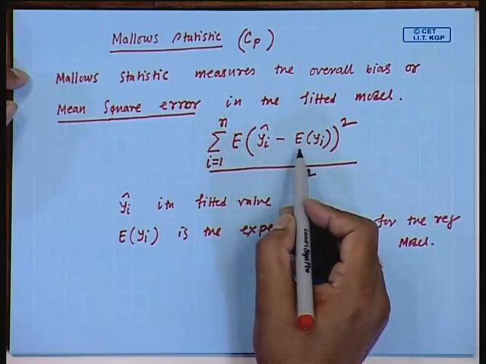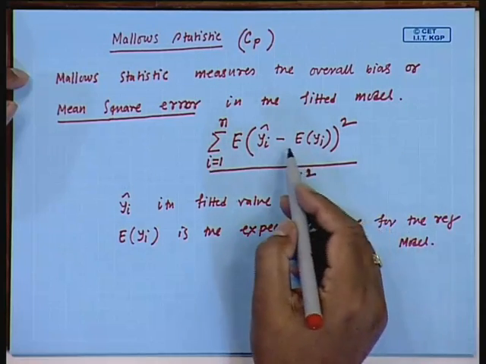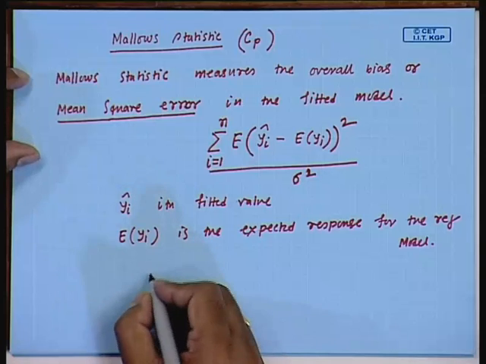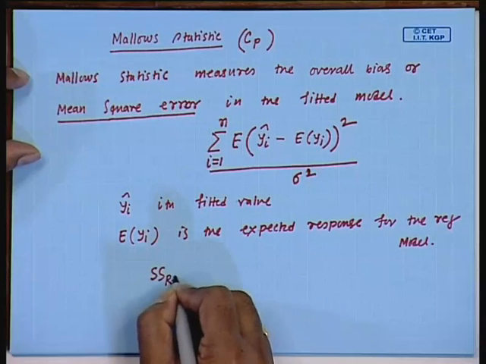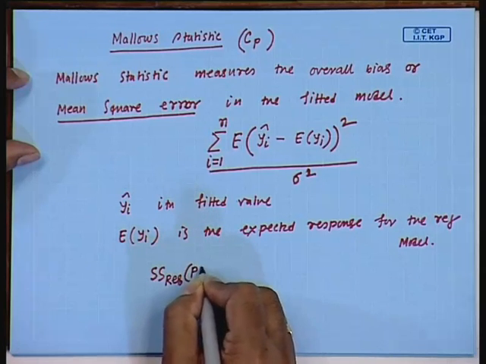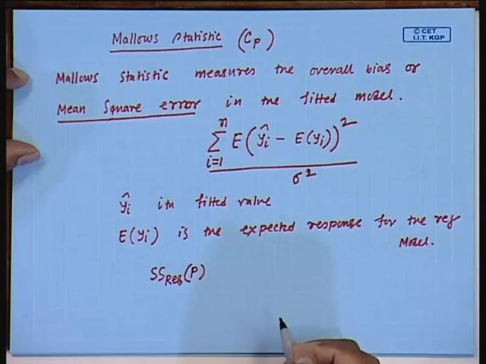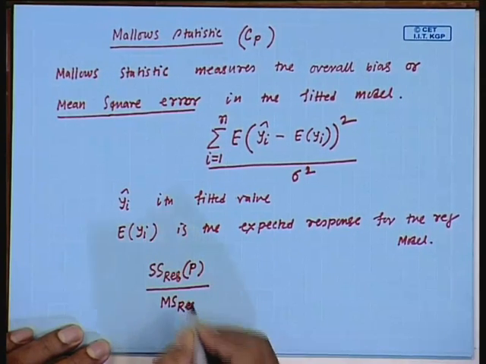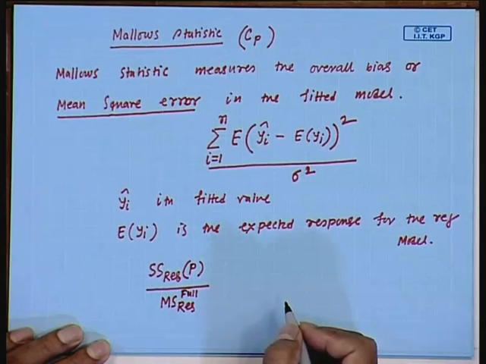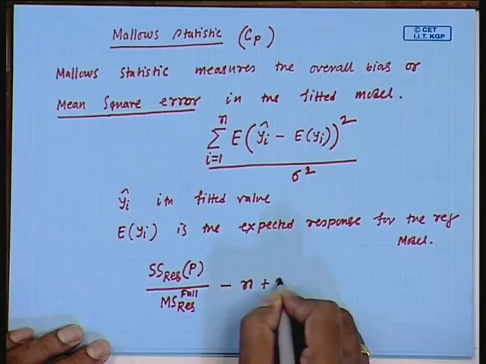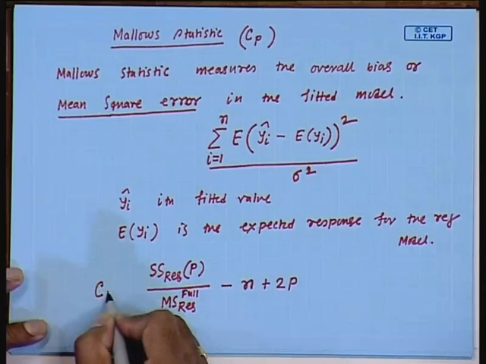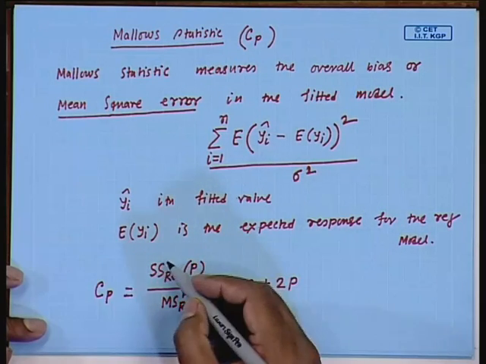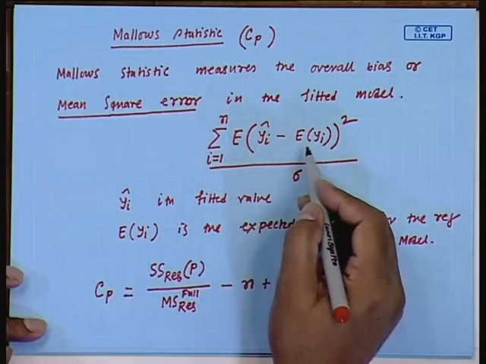Well, so this is called the mean square error, and it can be proved that this quantity can be estimated by SS residual for the model involving p minus 1 regressors, divided by MS residual, and this is for the full model, of course, minus n plus 2p, and this one is denoted by Cp. I am not going into the detail of this, why Cp is an estimate of this mean square error. Okay, that is all.